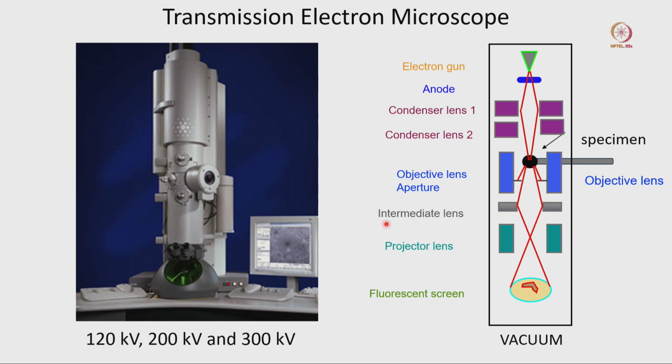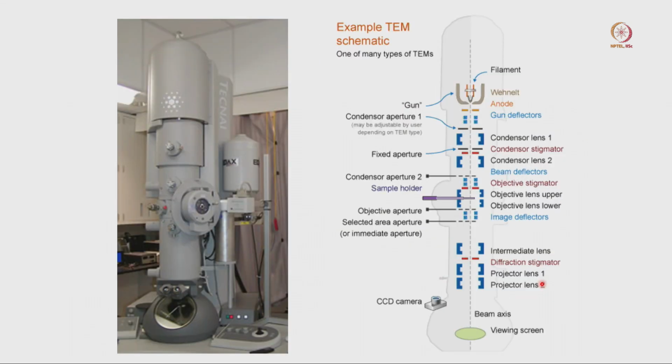Now after this, when the specimen interacts with the electron beam, it will go through the intermediate lens and projector lens, and finally it will give us an image on the fluorescent screen. That is a very simple schematic diagram. Now we have to connect those components with our microscope, so it will be easier for us whenever we go to the microscope room, we know which part we are talking about.